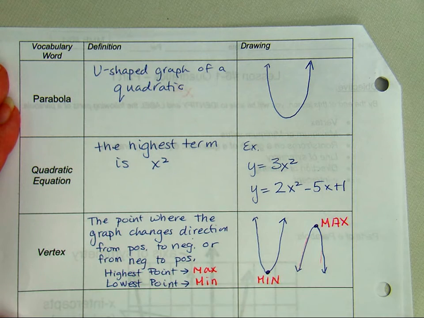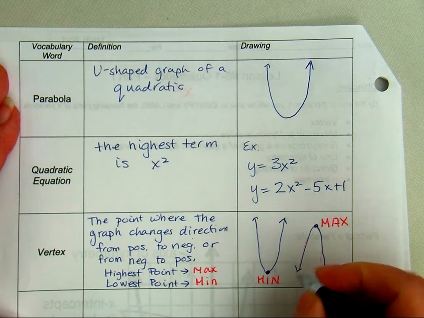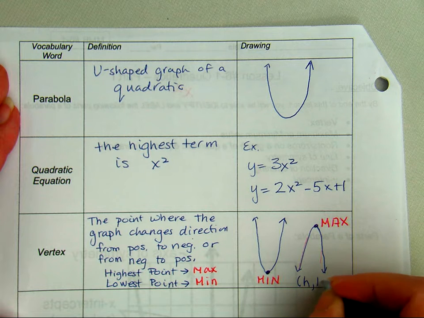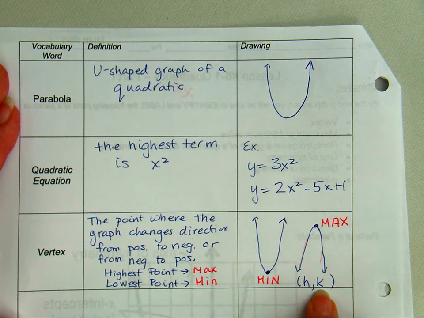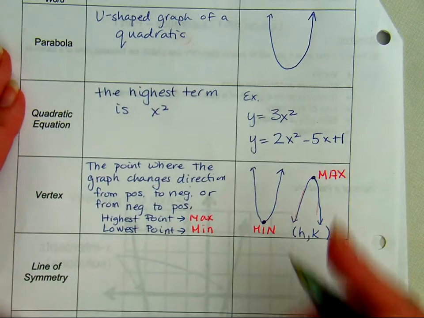And one other thing is that the coordinates of that point are designated with the letters h, k. Not x, y, but usually h, k. It's a very special point on the graph. So we'll be talking about that.